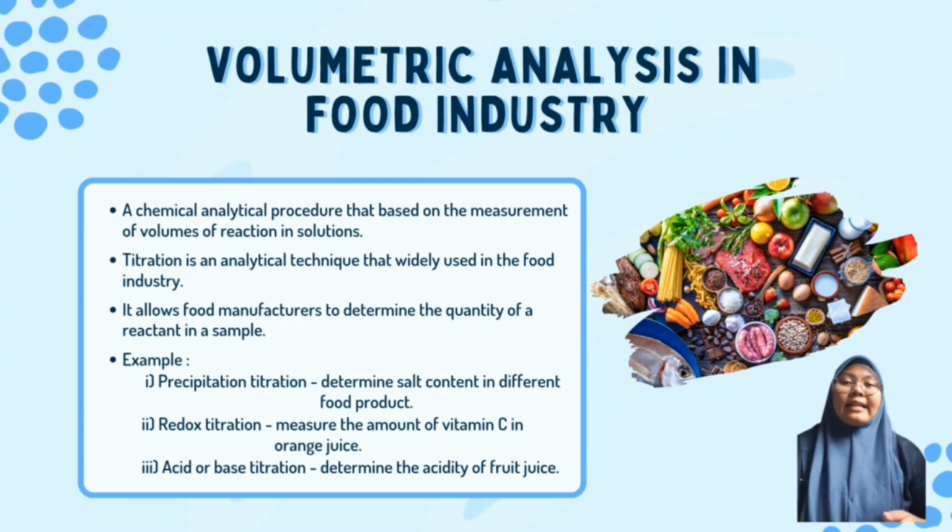Volumetric analysis in food industry. In theory, volumetric analysis is a chemical analytical procedure that is based on the measurement of the volume of reaction in solution. An analytical technique that is widely used in the food industry is titration. It allows food manufacturers to determine the quantity of a reactant in a sample. For example, precipitation titration can be used to determine salt content in the food product. Next is redox titration, which can be used to measure the amount of vitamin C in orange juice. And lastly is acid or base titration, which is commonly used to determine the acidity of fruit juice.